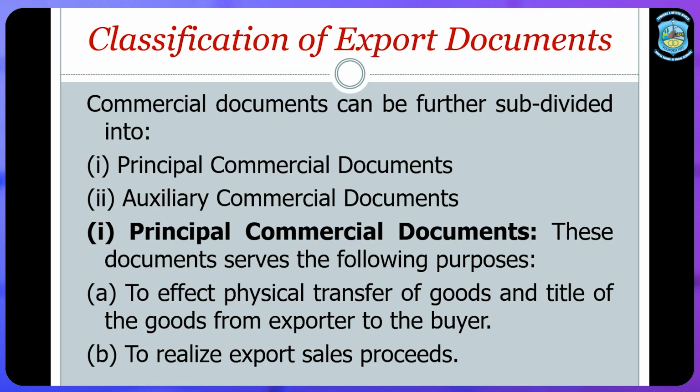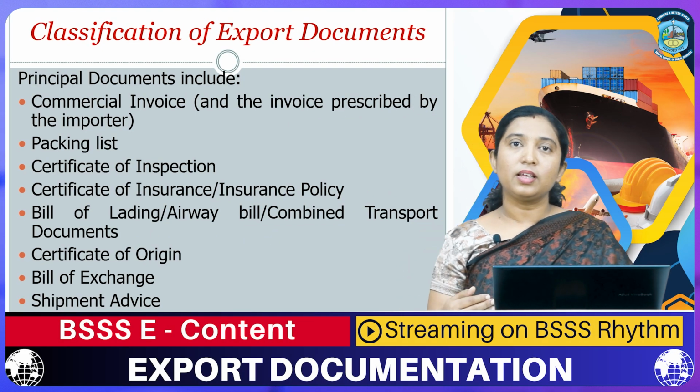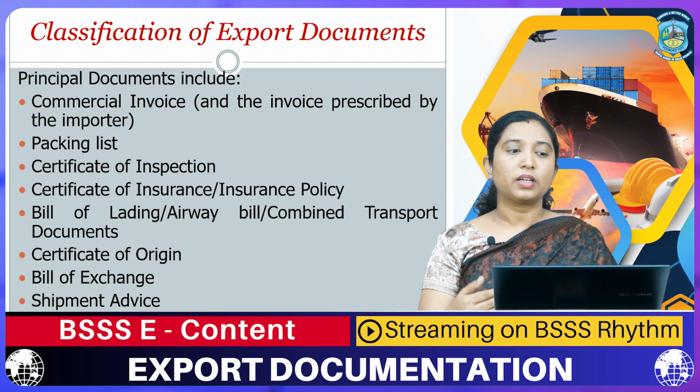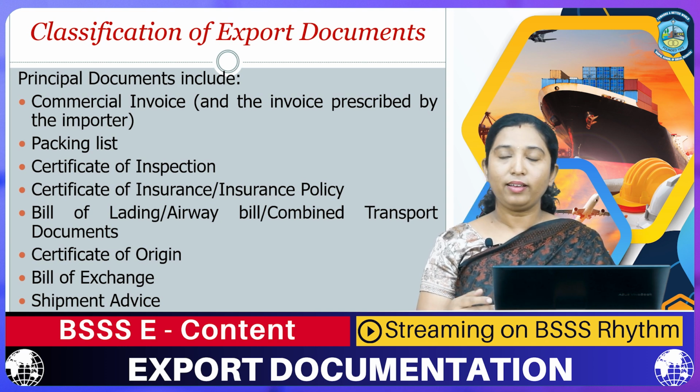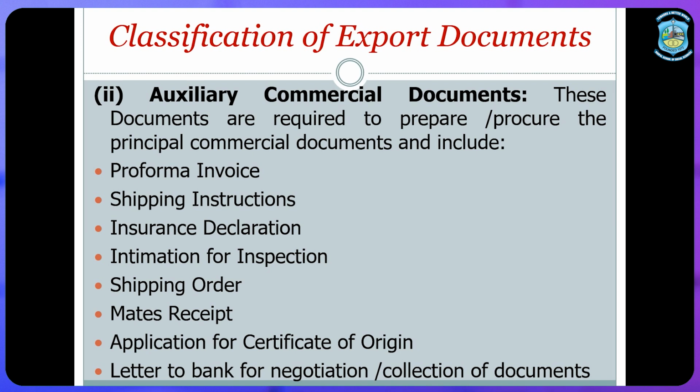Commercial documents. Commercial documents are further classified into principal commercial documents and auxiliary commercial documents. Principal commercial documents are those which help in the physical movement of goods from the exporter to the importer and the realization of payment by the importer to the exporter. Under principal documents come the commercial invoice, packing list, certificate of inspection, certificate of origin, bill of lading, etc. Now, what are auxiliary documents?